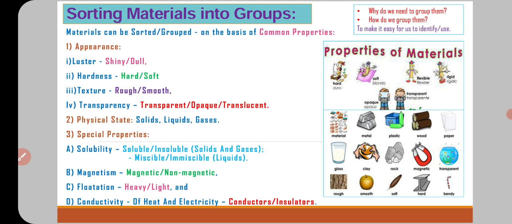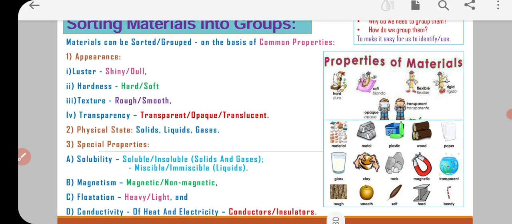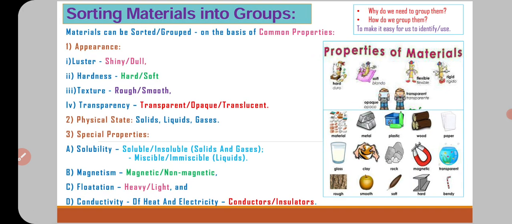Flotation, heavy or light. Certain materials float on water, whereas others sink. This property of a material to float on water is called flotation. Materials such as wood, leaf, cork, and feather float on water, whereas rocks and metal sink. So next, the last topic will be told to you on the property itself, so no worries.